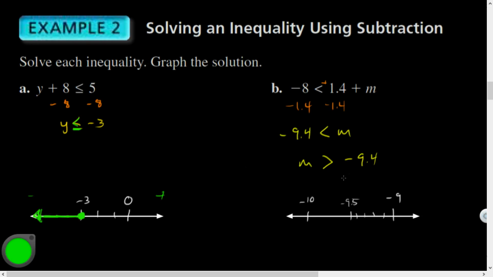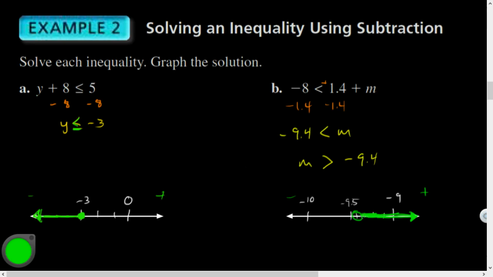But Cameron, are you thinking open circle or closed circle for this one here? Does it have the equal part? No. What do you think? Open circle at -9.4. And Devin, you think shade left or right? Go right. Man, we are solid on this.